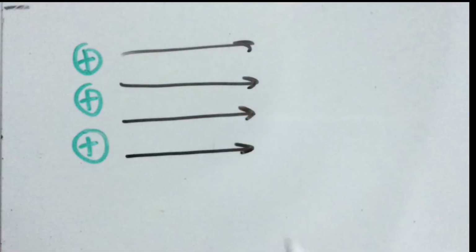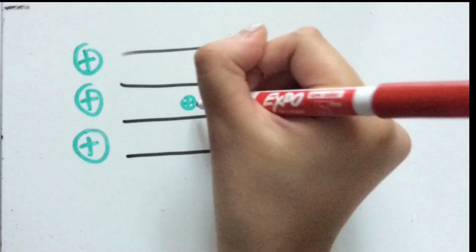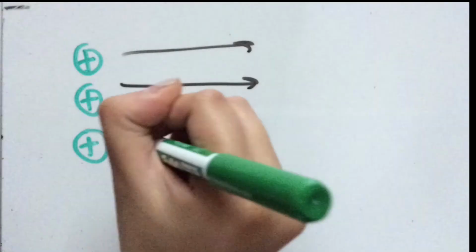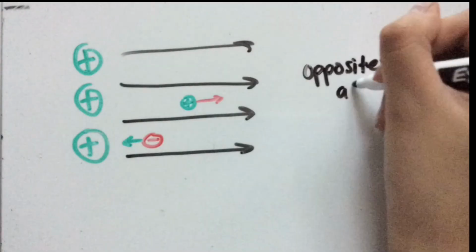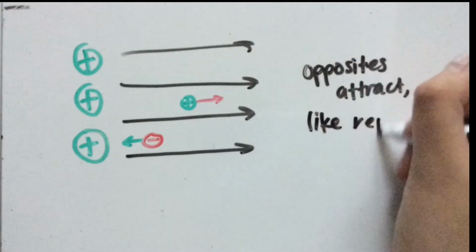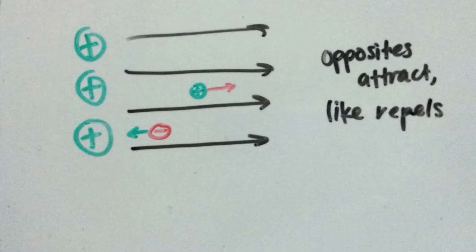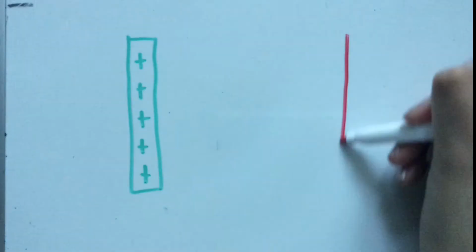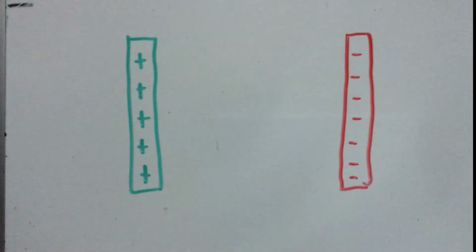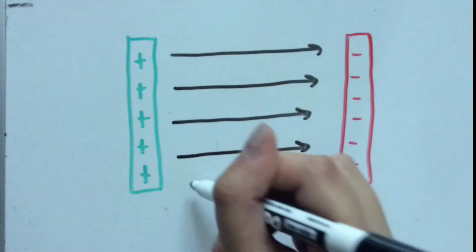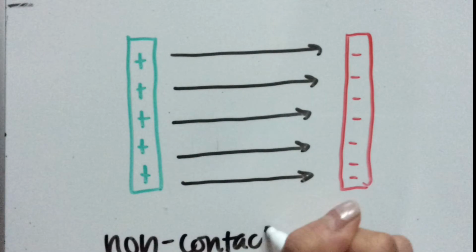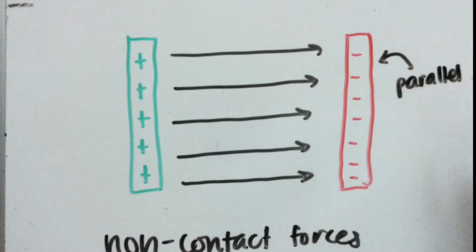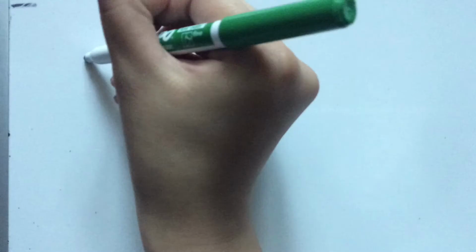Charged particles are influenced by nearby electric fields. A positive test charge will be repelled by a positive source charge, moving in the same direction of the electric field lines. On the other hand, a negative test charge will be attracted by a positive source charge, moving in the opposite direction of the electric field lines. Electric fields can also be created by other charged objects such as parallel plates. The electric field between two charged plates is an example of a non-contact force. The charged plates disrupt the area between the plates, creating the field.